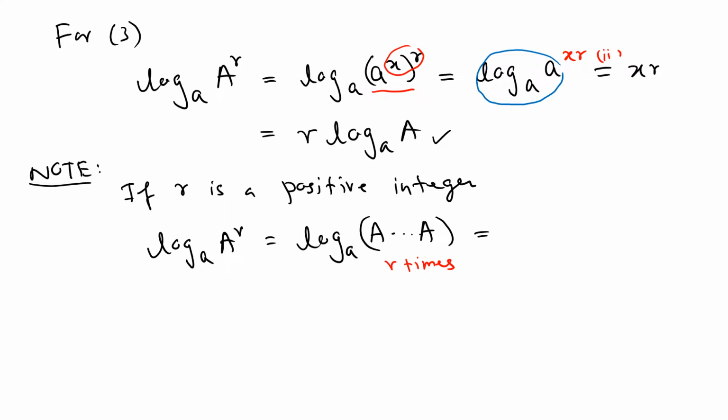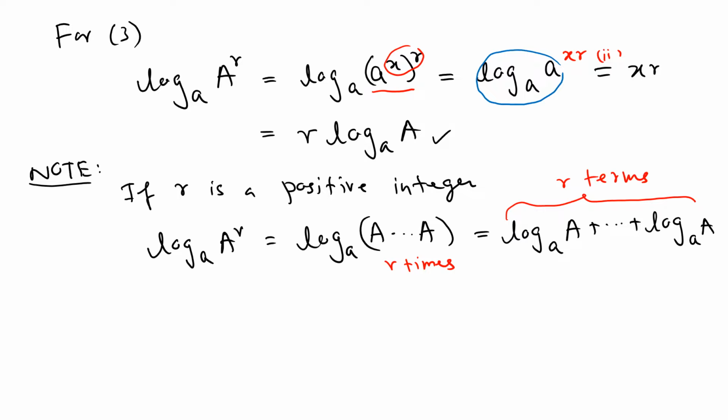Since this is the product rule, from the multiplication rule, you have r many sums. So it's going to be log a plus log a and so on, with r many terms, because the product becomes a sum. So there are r many terms. Earlier it was r times, now r terms. So that means it's going to be r times log a.